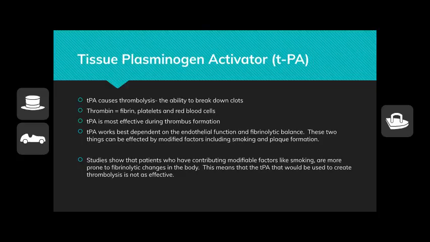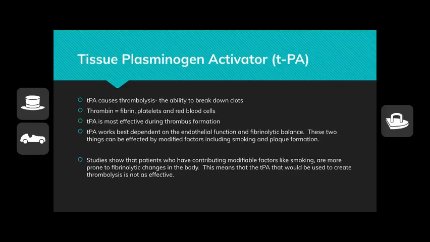Looking back, it's important to see why TPA was given. TPA is mostly known to be given during strokes, especially thrombolytic strokes, but it can also be used in coronary artery thrombosis. It causes thrombolysis, which is the ability to break down clots. Thrombus is a combination of fibrin, platelets, and red blood cells.